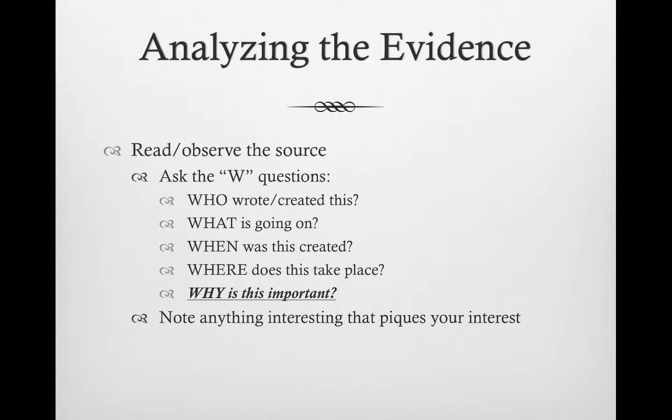When you look at a source, you should ask the W questions to help you determine the basics of a source. Who wrote or created the source? What is going on in the source? When was this source created? Where does this take place? And most importantly, why is this source important? In other words, what use does this source have to us in crafting a historical narrative? You should also make note of anything in the source that you find particularly unusual or interesting.